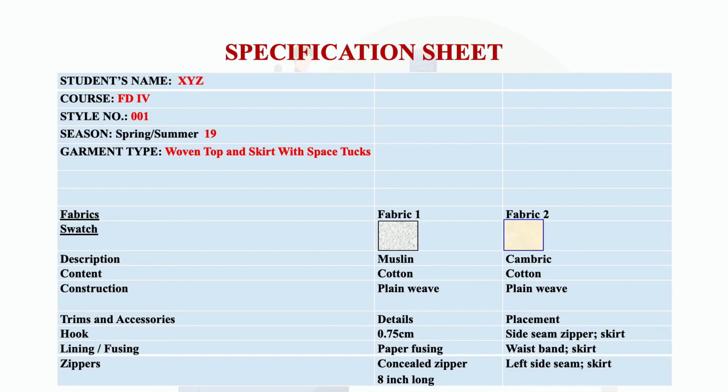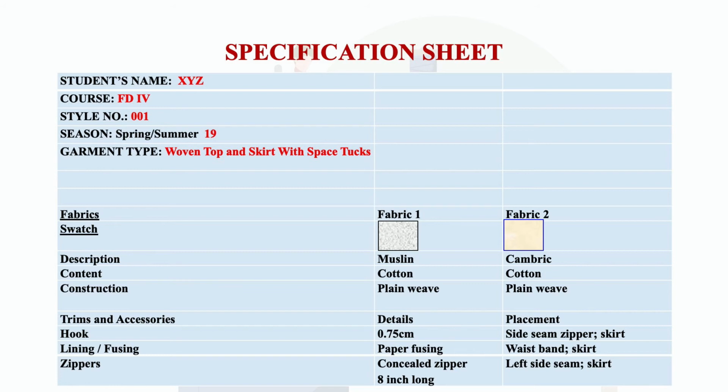Like in this picture, you can see in this graph, you can write the student name, the style name or the brand name. You can write the code number of that particular garment or the design you want. The style number is included, and for which season you are preparing that garment.